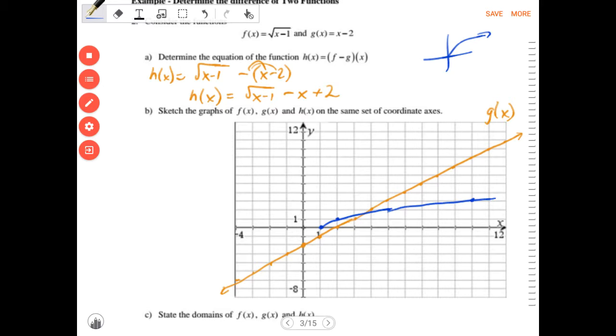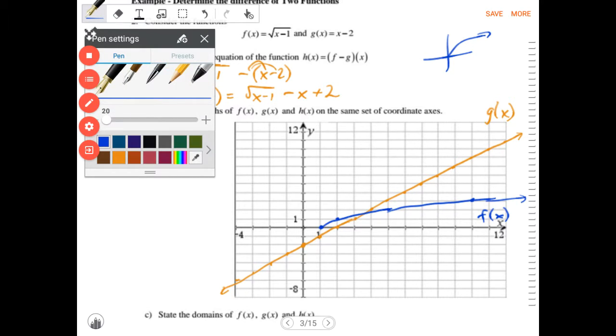Okay, there we go. So there's that one. That's f of x. And one more different color. Let's use a red for this.